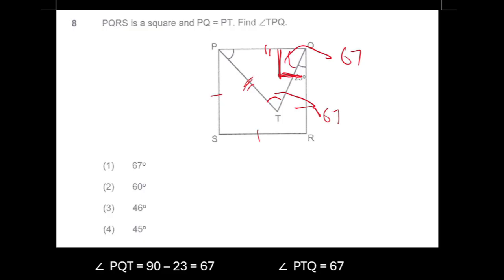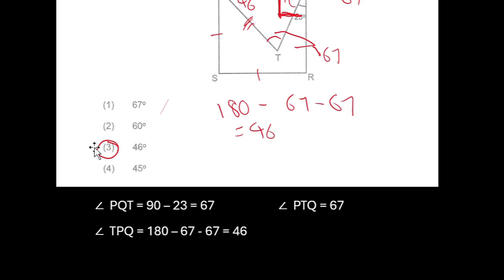So the sum of the angles in a triangle is 180. So you get 180 minus 67 minus 67. You will get this angle, which is equal to 46. So this is 46, and this is exactly what you want to find, TPQ, which is this angle. So the answer is 3. I've put the working here in case you miss it.